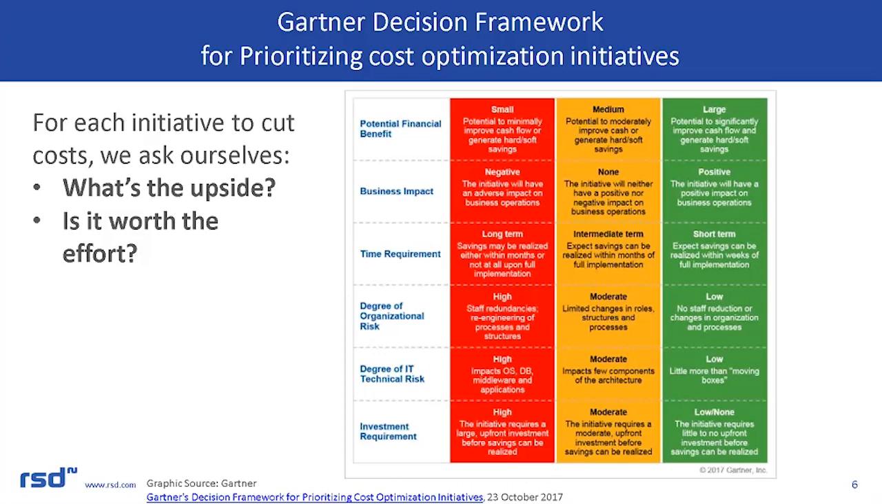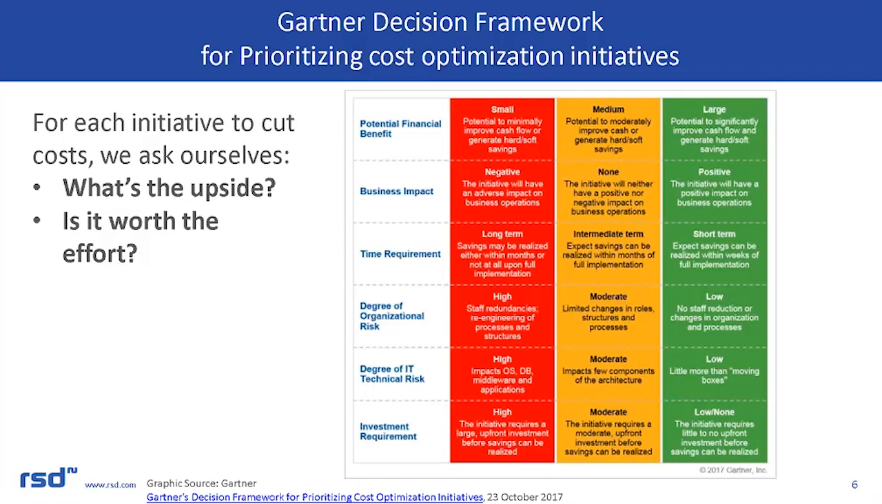A low organizational risk implies that there is a minimal impact to existing staff and processes that support your business. A high risk will impact staff, processes, and reporting structures. The categories go from high for a very disruptive event to moderate for limited changes, or low for few staff or process changes. Fifth entry is the degree of IT technical risk.